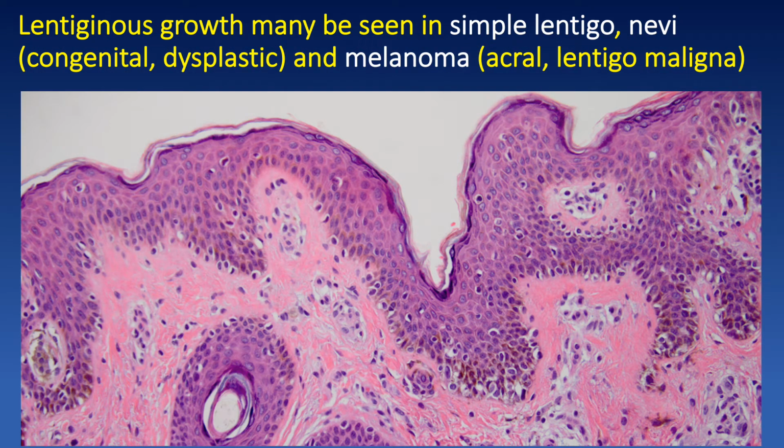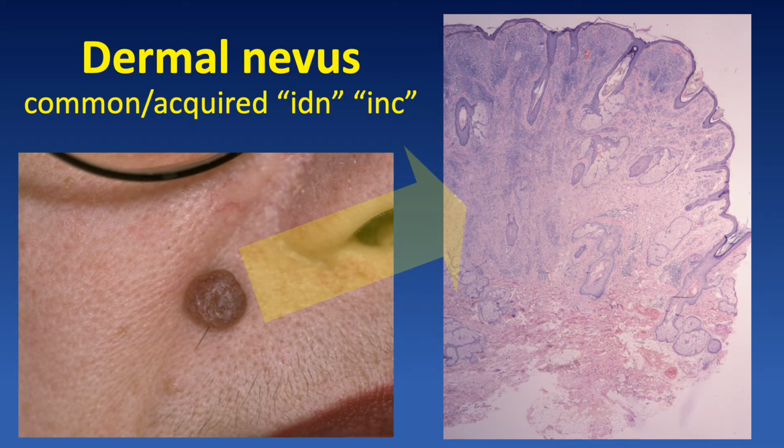Here is one example of that lentiginous pattern of growth that may be seen along the epidermal junction. It can be seen in a true congenital nevus, as well as simple lentigo, lentiginous nevus, or melanoma. And I would submit that based on this one photomicrograph alone, you couldn't tell what the diagnosis is. This is one example from my old residency days collection where I took Kodachromes of the lesions that I biopsied in clinic, and this is a fairly commonly encountered and commonly biopsied lesion.